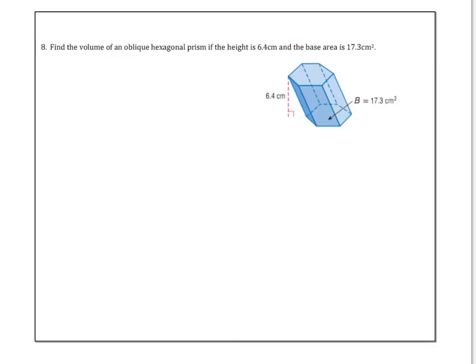Number 8, find the volume of an oblique hexagonal prism if the height is 6.4 centimeters and the base area is 17.3 centimeters squared. Look for your key words. I see volume, I see prism. That's going to help you figure out what's your formula. Volume for a prism is area of the base times the height of the object. Oh boy, our base is a hexagon.